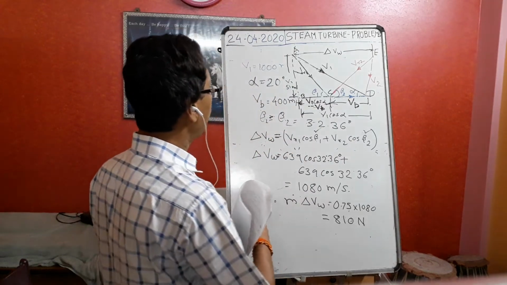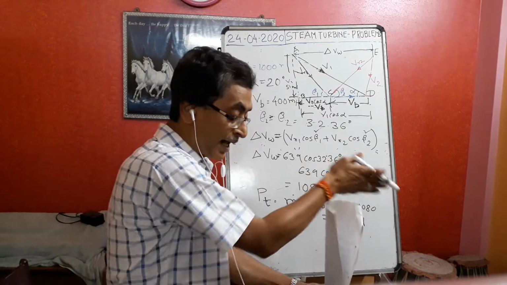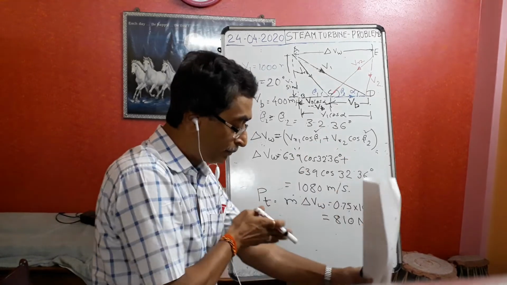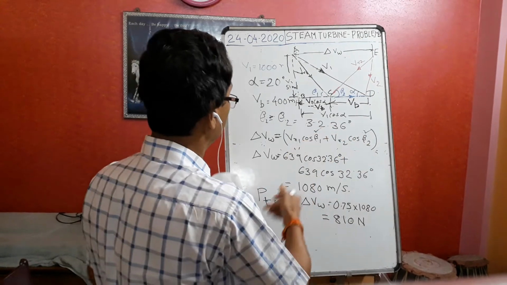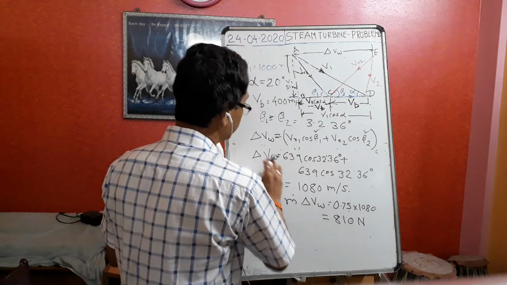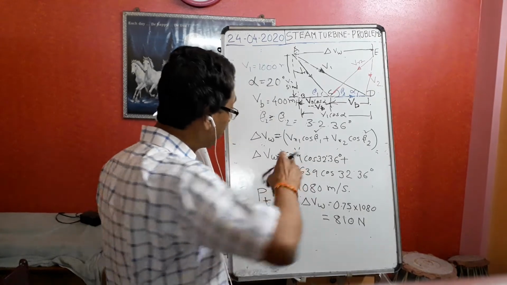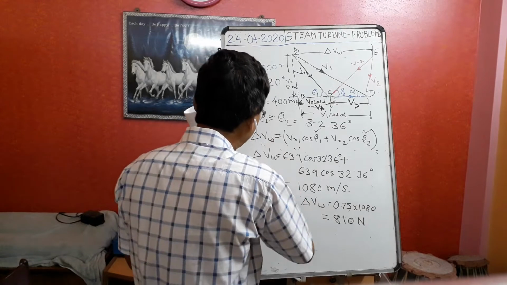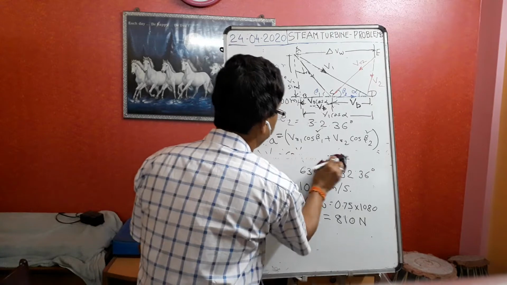Now I will find out axial force. So what is the axial force? This direction is axial. Why is it axial? Because this is my axis. This is in line of the axis. So this is the axial force. So we will find out now. Then to find out axial force, instead of del VW, I have to find out del VWA.